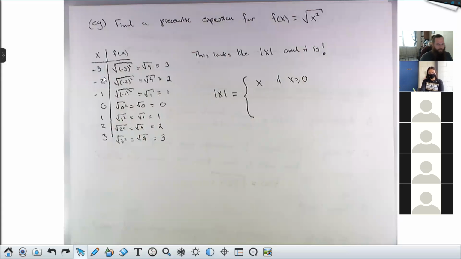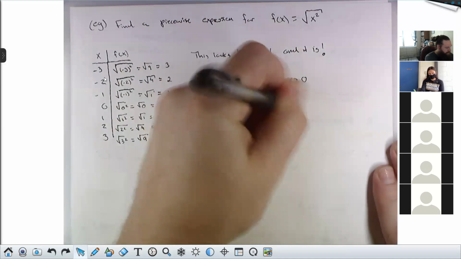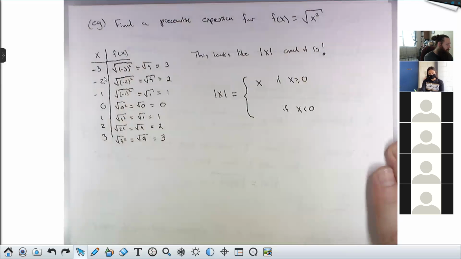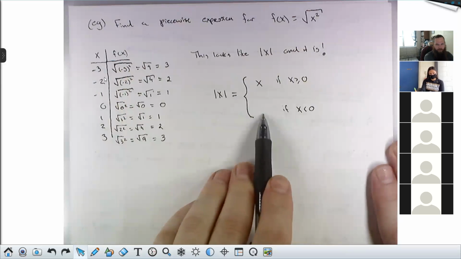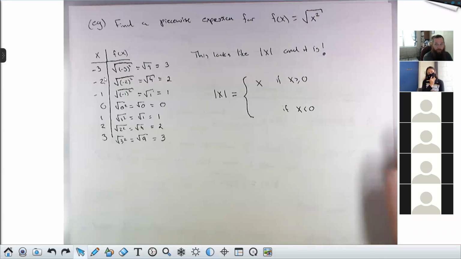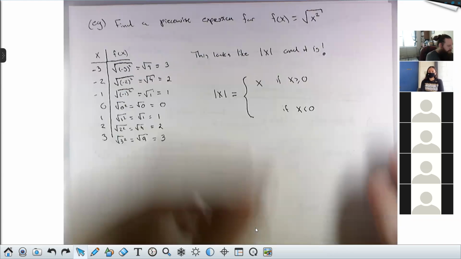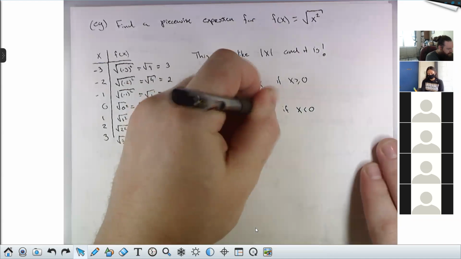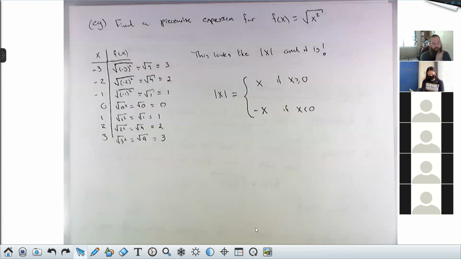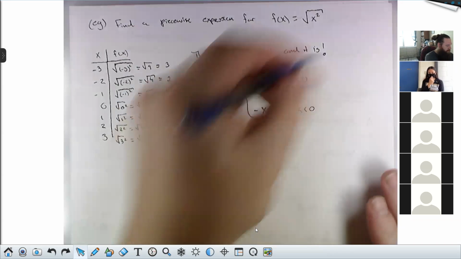But what if x is negative? What algebra rule could I put here? What nice simple algebra rule could I put here that takes a negative number and makes it positive? Times -1. Yeah, that's it exactly. If you multiply a negative number by -1, you're going to make that negative number positive. So this is negative x if x is less than 0. And this is your definition of absolute value.